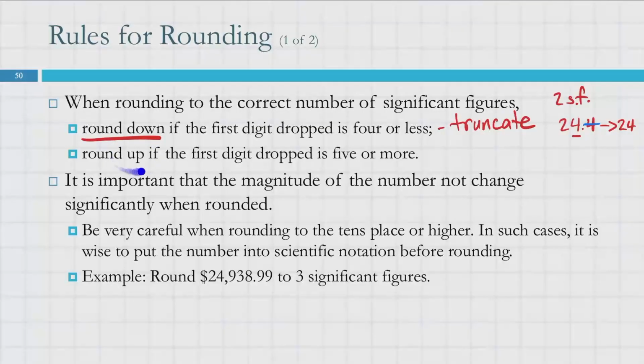We're going to round up if the first digit dropped is 5 or more. These are probably the rules that you learned when you learned rounding. Hopefully you've learned rounding before. So 24.5, we would round that 4 up, and it turns into 25.